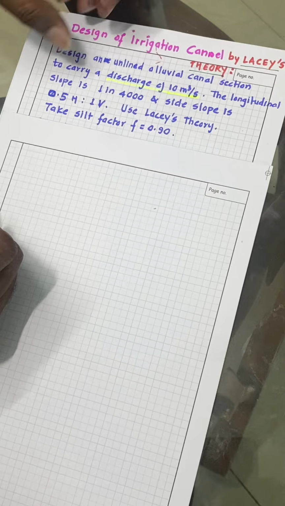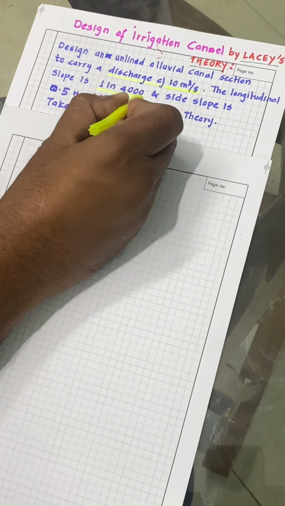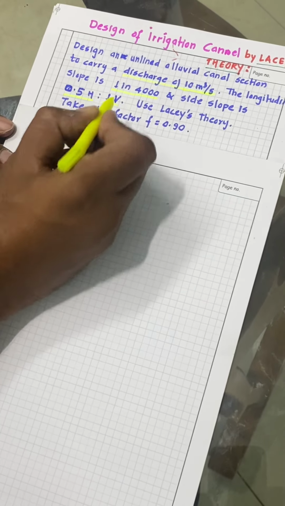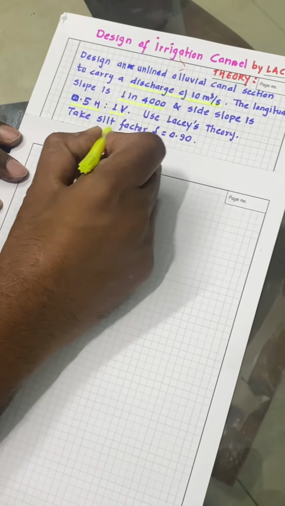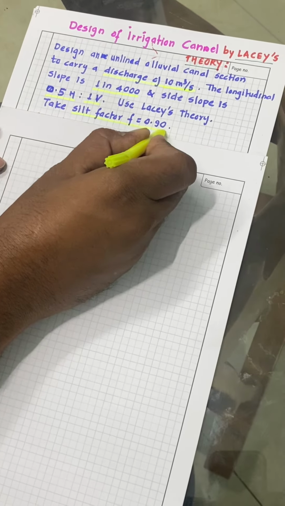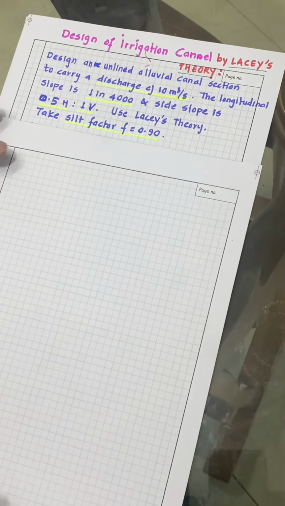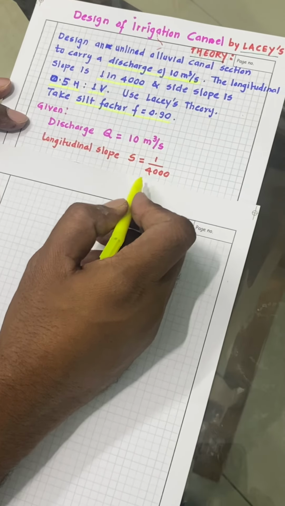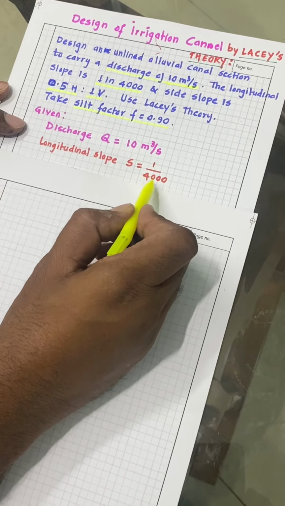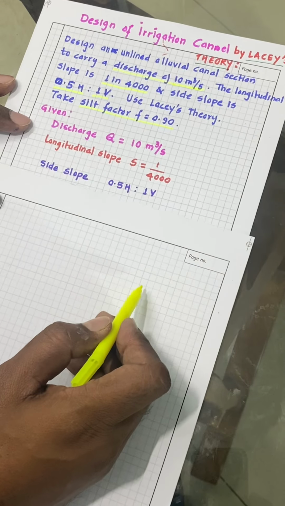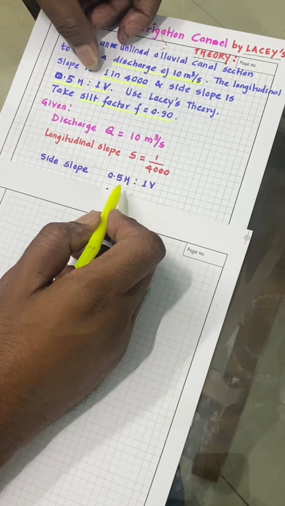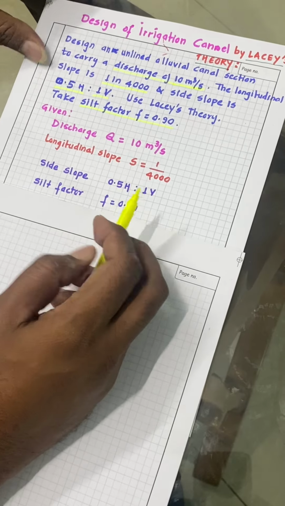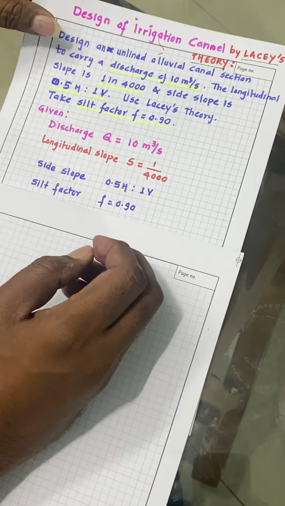The longitudinal slope is 1 in 4000 and the side slope is given 0.5 horizontal to 1 vertical. Use Lacey's theory. The silt factor F is given 0.9. So I have written here the data. Given data: discharge is 10 meter cube per second, longitudinal slope S is 1 upon 4000, side slope 0.5 H to 1 vertical, and silt factor F is equal to 0.9. So this is the data given.